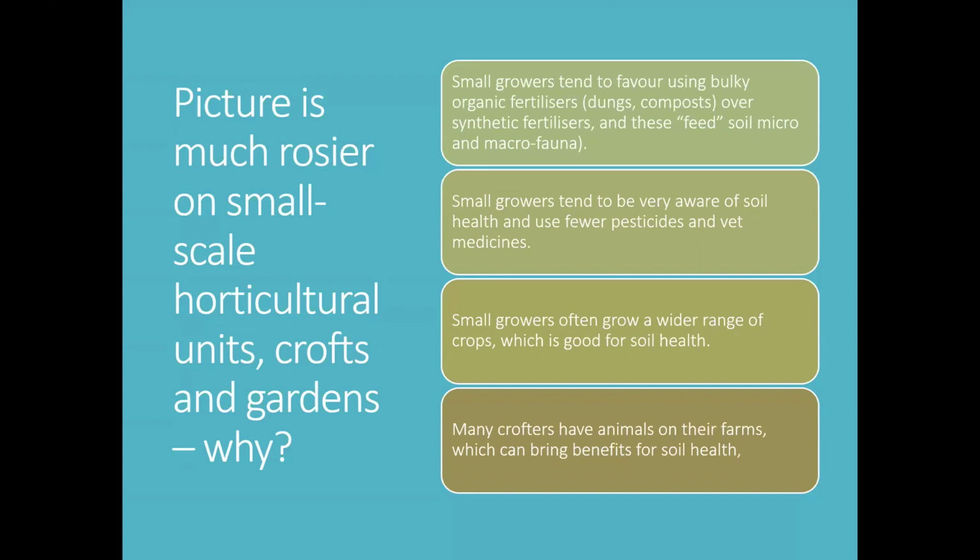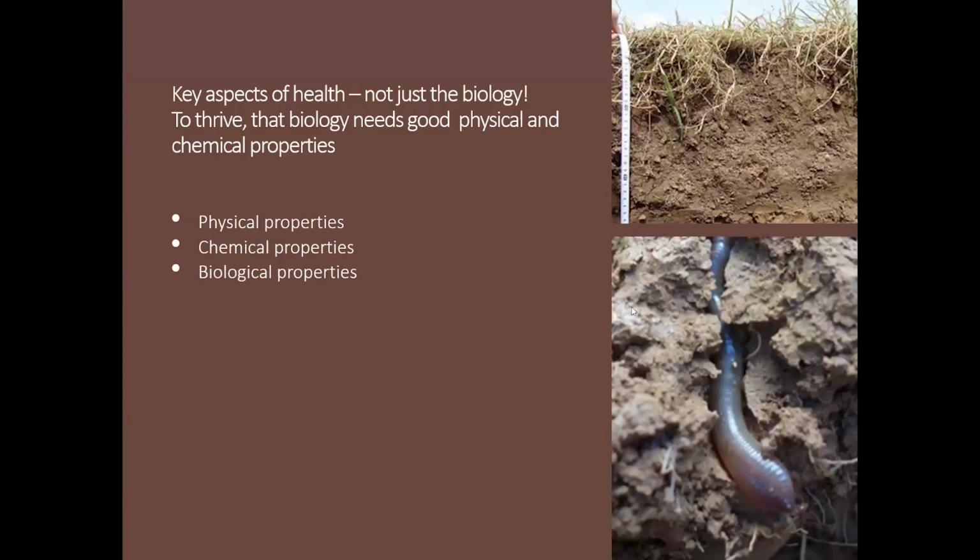Smaller growers also tend to grow a wider range of crops, and that's very good for soil health too. And many crofters and small-scale growers have got animals on their farm, so they've got a ready source of dung and other organic materials that can be applied to land. So let's talk about health of soils in a bit more detail.